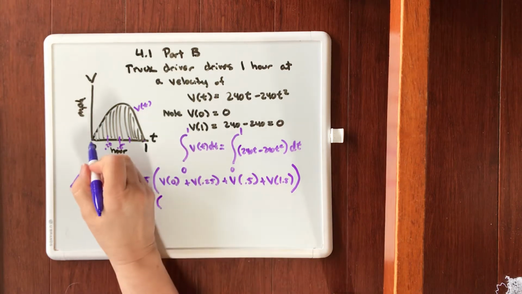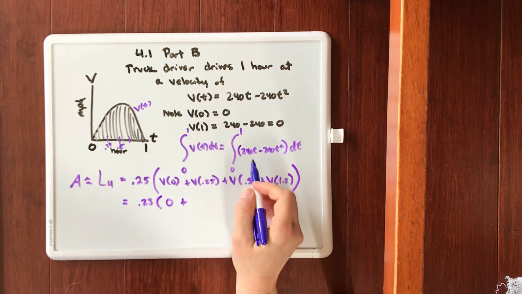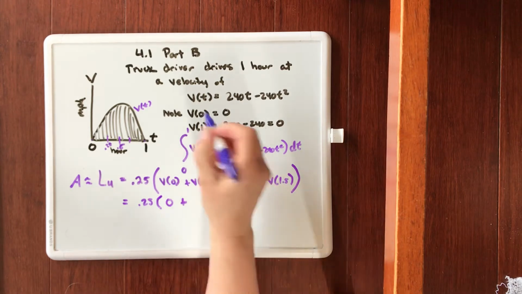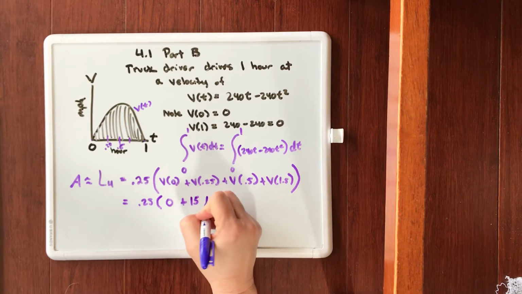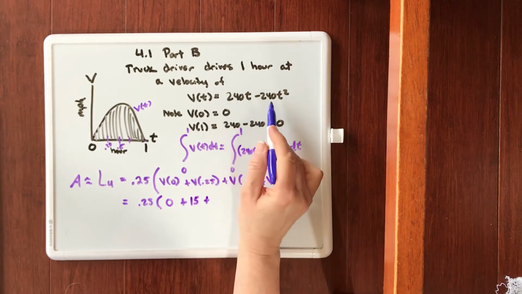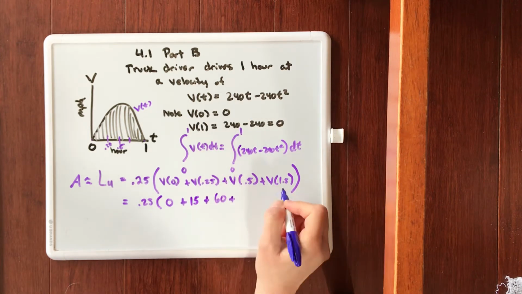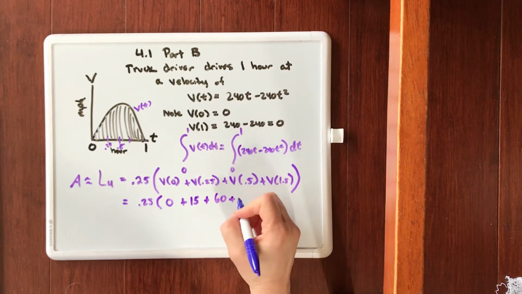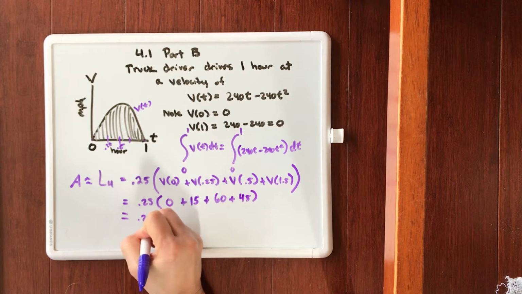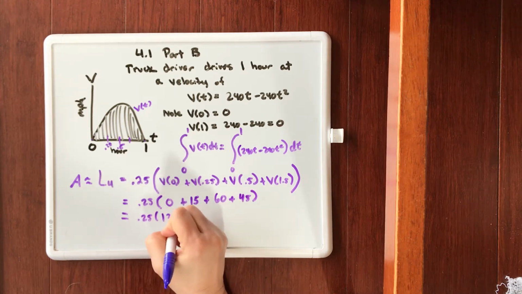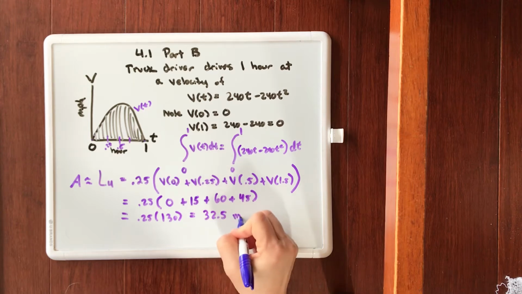V of 0 is 0. V of 0.25, if we put it into our equation right here, we would get 15. If we put 0.5 into this equation, we would get 60. And then if we put 1.5 into our equation, we get 45. That's 0.25 times 130, which equals 32.5 miles.